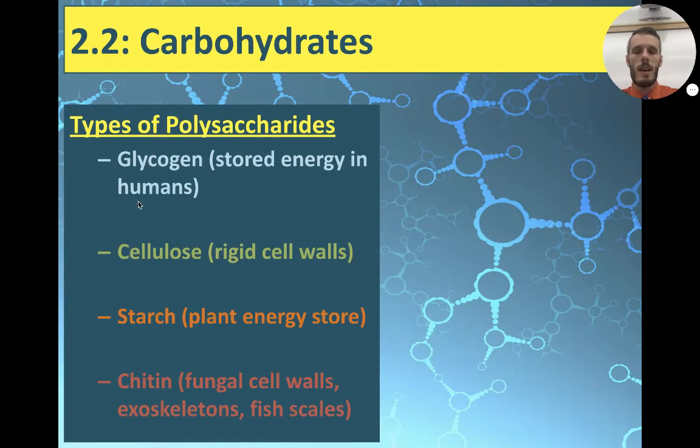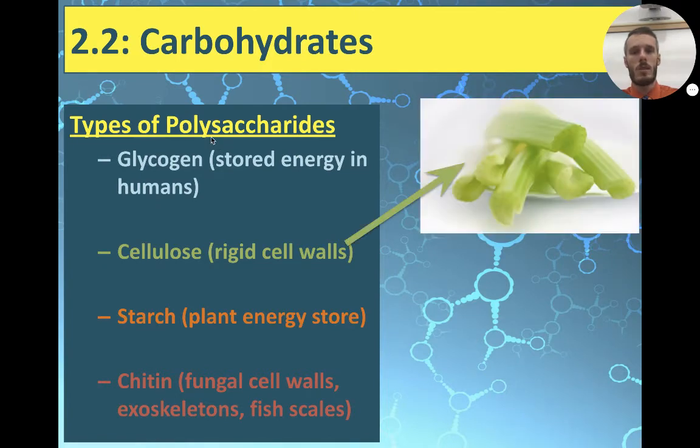All right, next we have our polysaccharides. So we've got glycogen, which we store in our livers, cellulose, which is contained in rigid cell walls. We as humans cannot digest them. Our digestive system is not equipped to do so. So cellulose is essentially fiber to us.